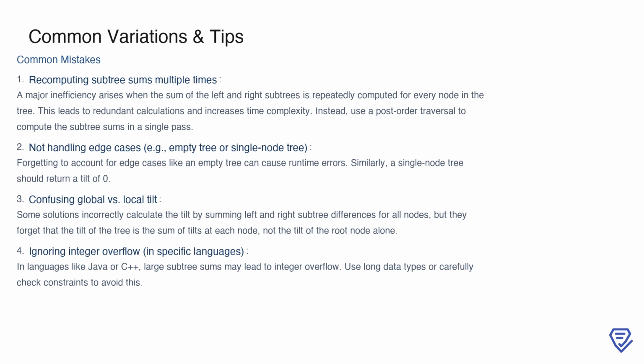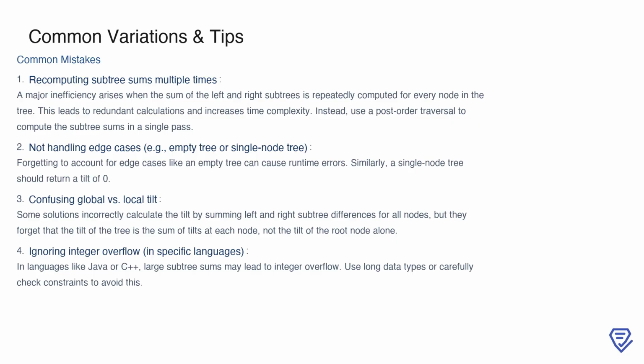First, a major source of inefficiency is recomputing the sums of left and right subtrees multiple times for each node. This happens when the same calculations are redundantly repeated, leading to an increase in time complexity. To avoid this, you can use a post-order traversal, which allows you to calculate subtree sums in a single pass.